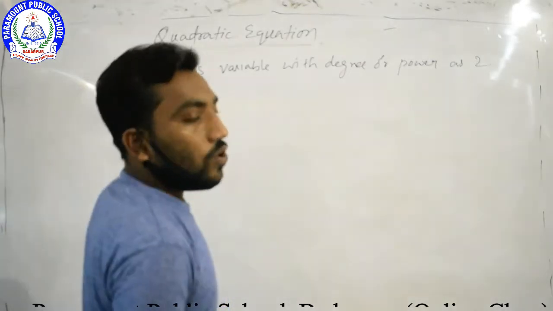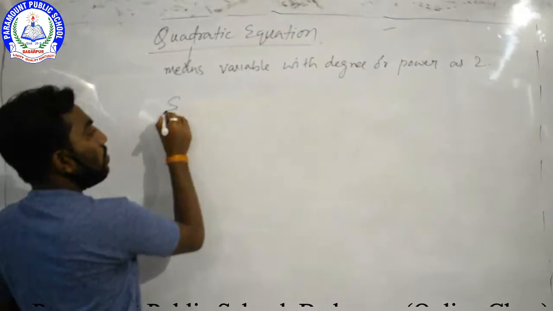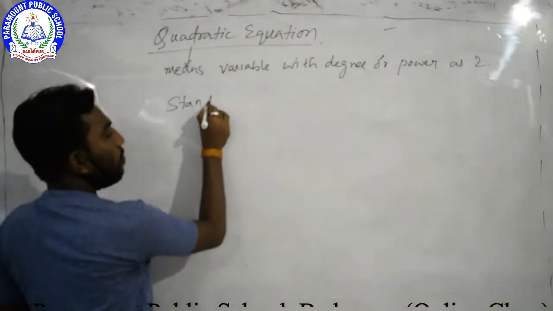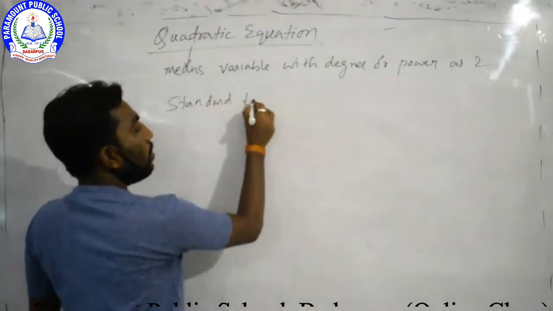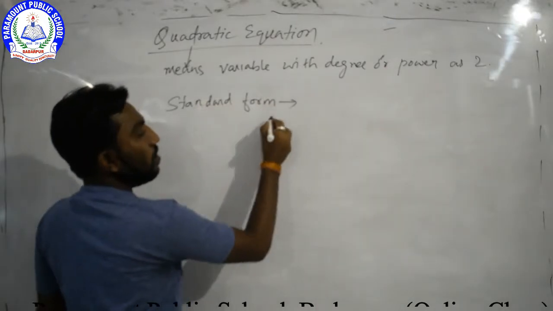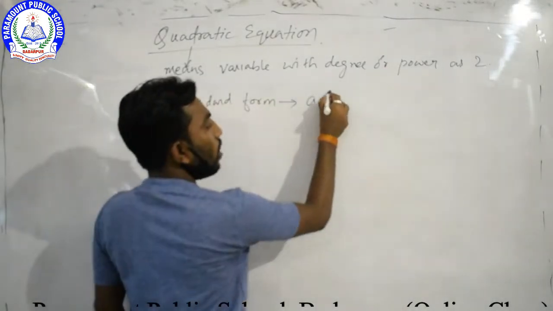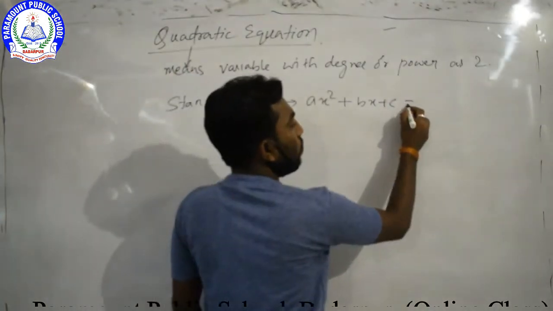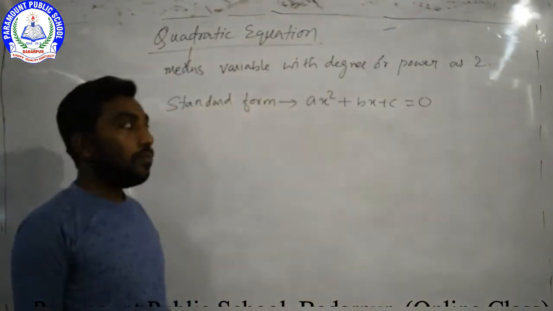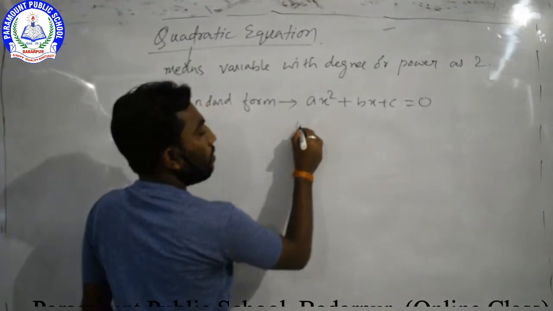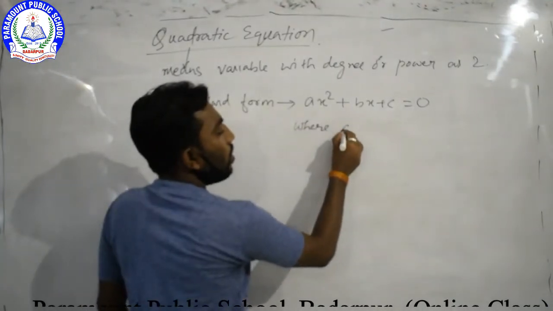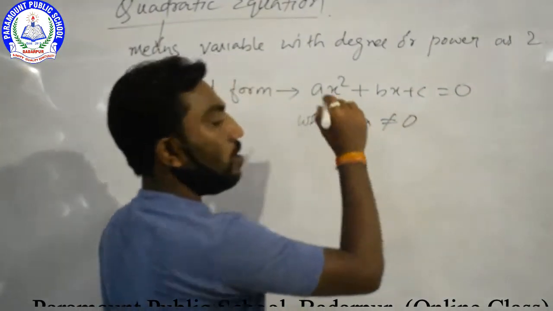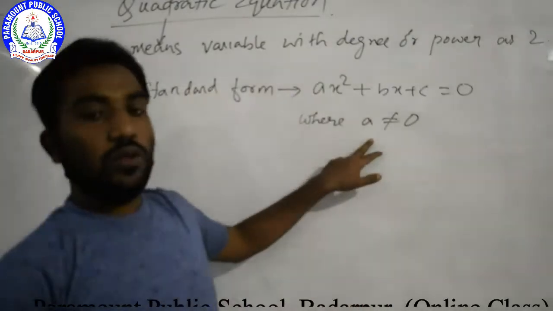The general standard form of a quadratic equation is ax square plus bx plus c is equal to 0, where a should not be equal to 0. Why should a not be equal to 0?